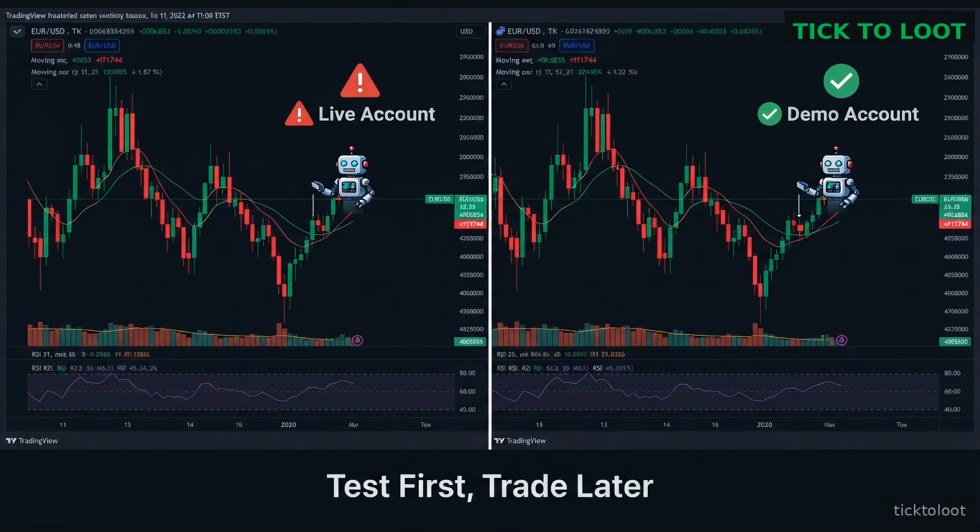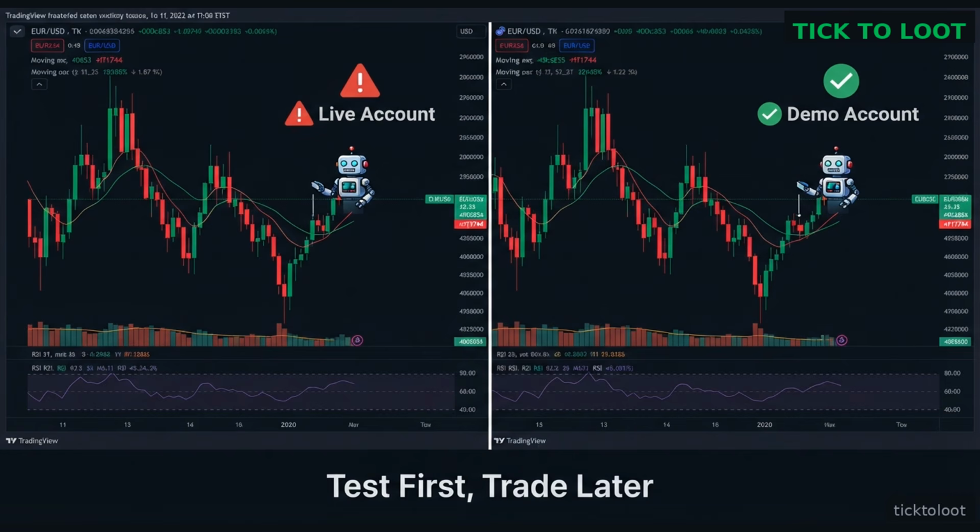Step 4 is one of the safest habits you can develop. Always test your automated strategy on a demo account first. Think of a demo account like a flight simulator for pilots. Before you take a real airplane into the sky, you practice in a virtual cockpit where mistakes cost nothing but valuable learning. In Forex, a demo account gives you virtual money that mirrors real market prices, allowing your robot to execute trades exactly as it would with real cash, but without any financial risk.